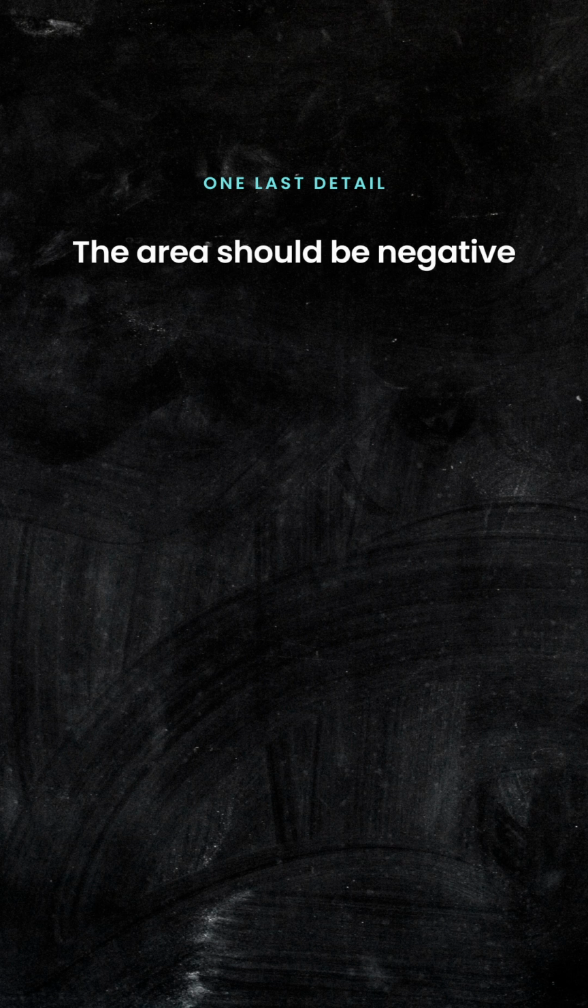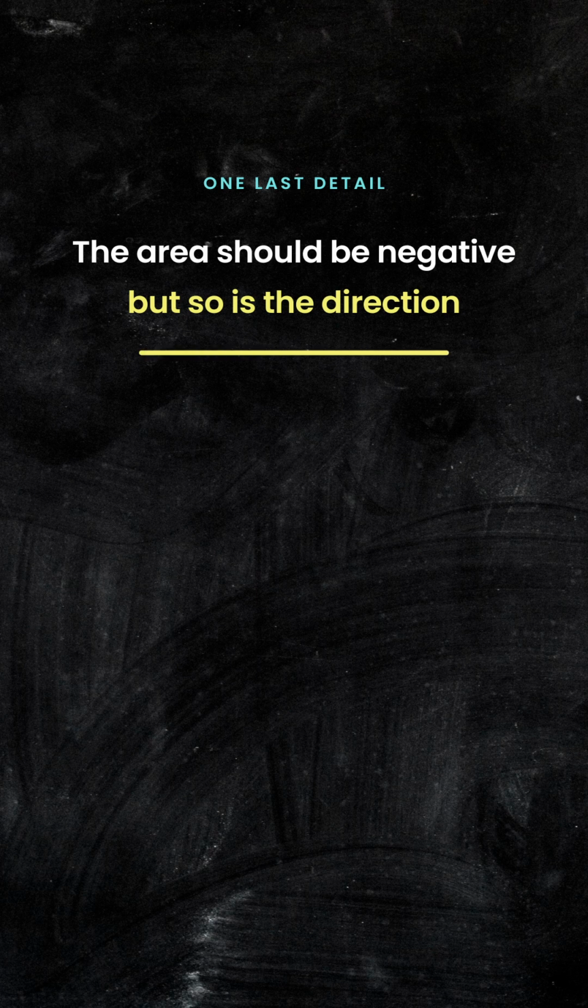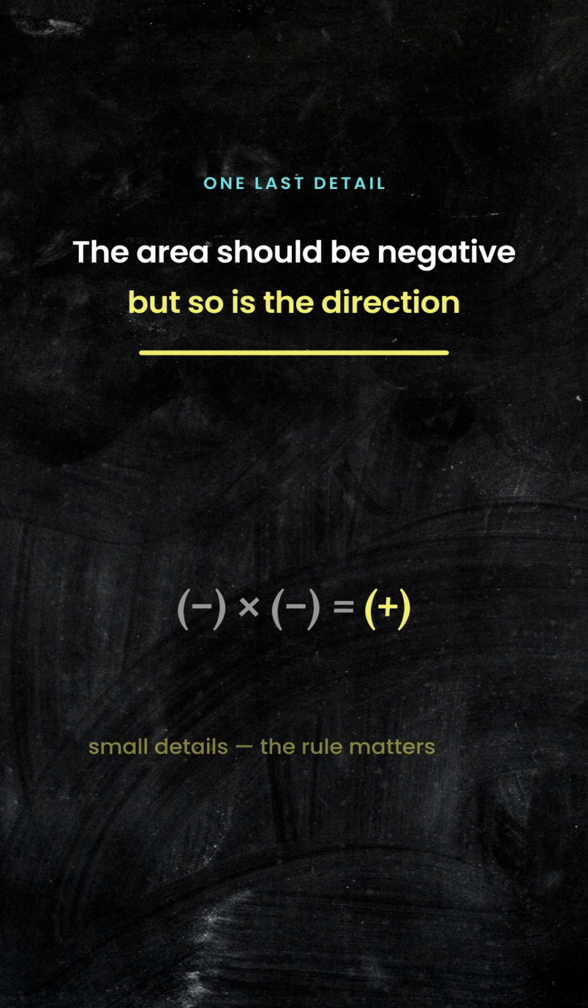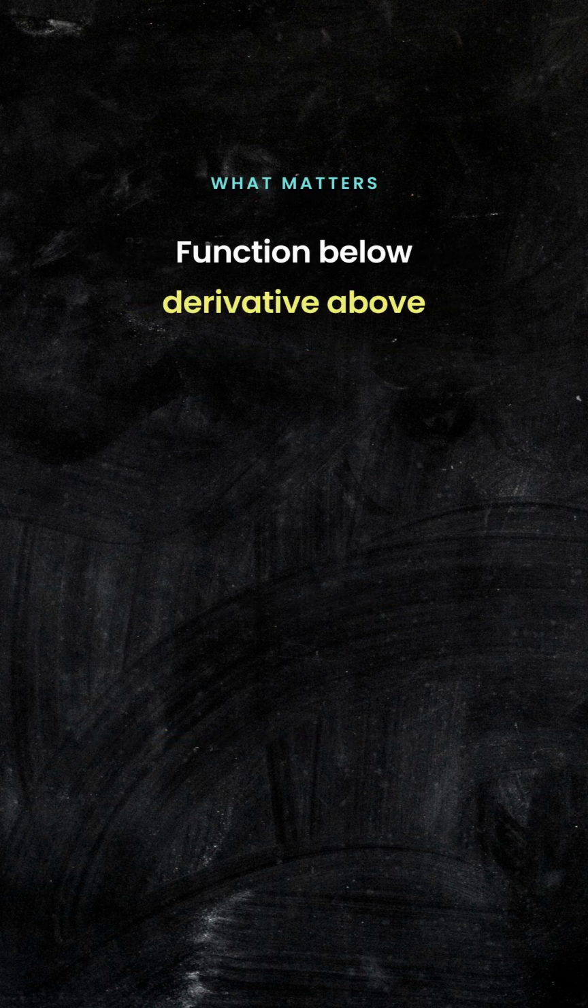And notice a final observation. The area between the function's curve and the x-axis is supposed to be negative. But since we're heading to the left, the direction gives us a negative, and the position of the area gives us a negative. Negative times negative becomes positive. These are simple details, but what matters to us is that we know this rule. If we see the function in the denominator and the derivative in the numerator, this rule applies.